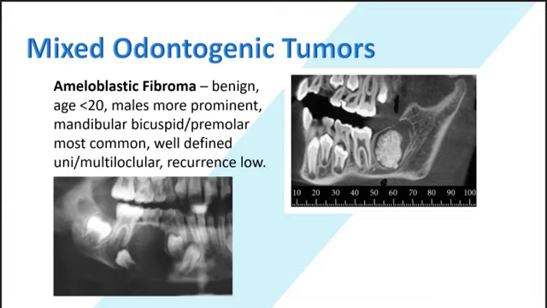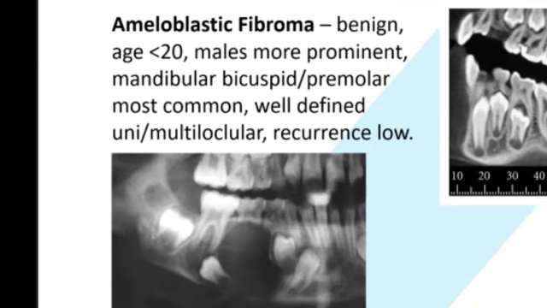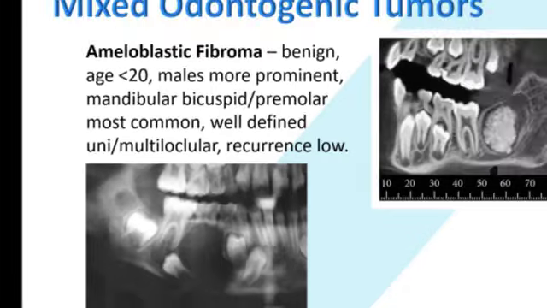There are 3 mixed odontogenic tumors that we're going to discuss, 2 of which are on this slide, and I'll save the other one for its own slide because I want to spend a little bit more time on that one. Here we have an ameloblastic fibroma, which is a benign lesion that occurs more predominantly in males and in people under the age of 20. These tend to occur in the mandibular bicuspid premolar region. They're well defined. They can be either unilocular or multilocular, and once they are excised, the recurrence rate is low.